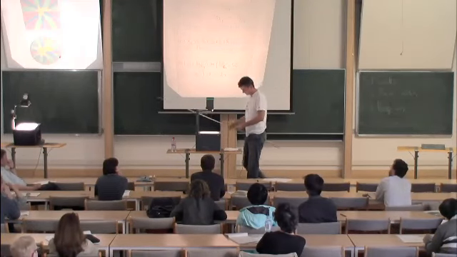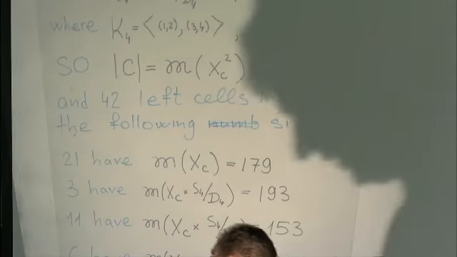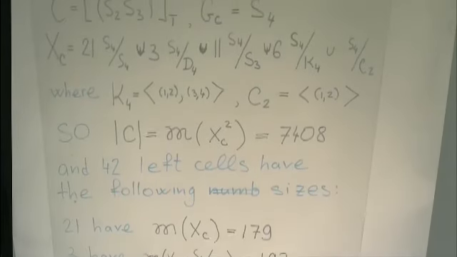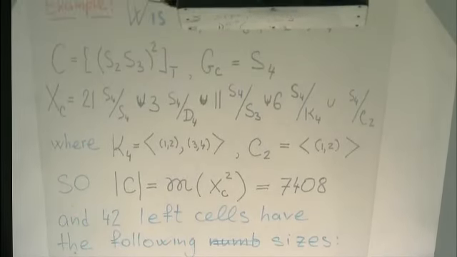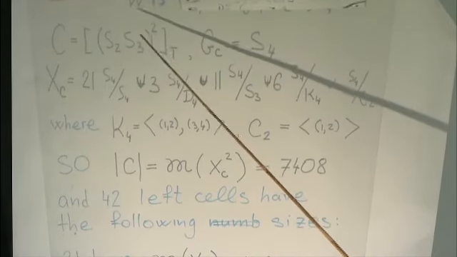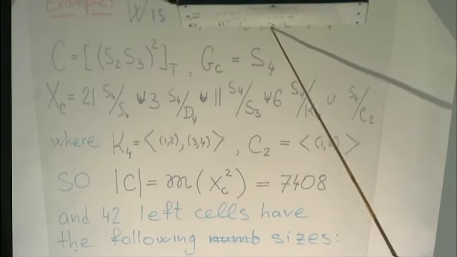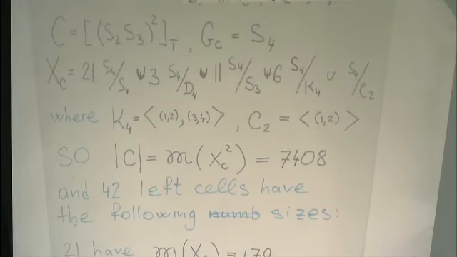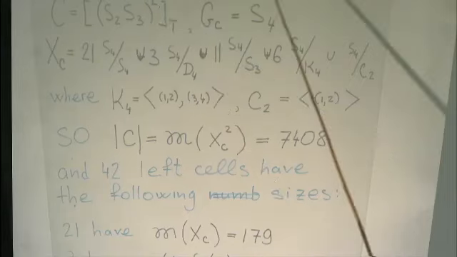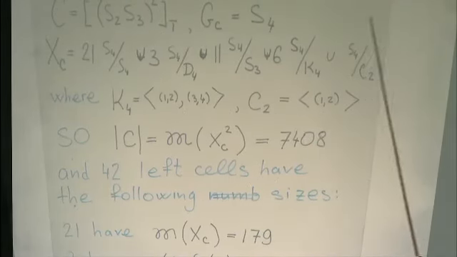Now let's go to a less well-known example, which was computed by Paul Gunnels with my help. In this case, you take W of F4 tilde, and this is F4 tilde. And the element I'm going to take is S2, S3 squared. So it's an element of order 2, and I consider its two-sided cell.